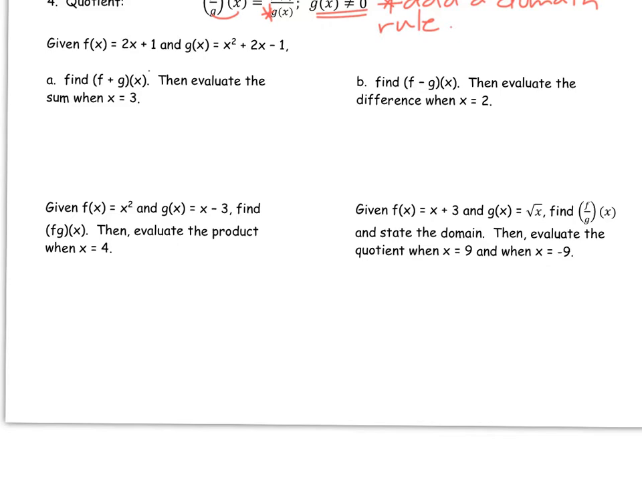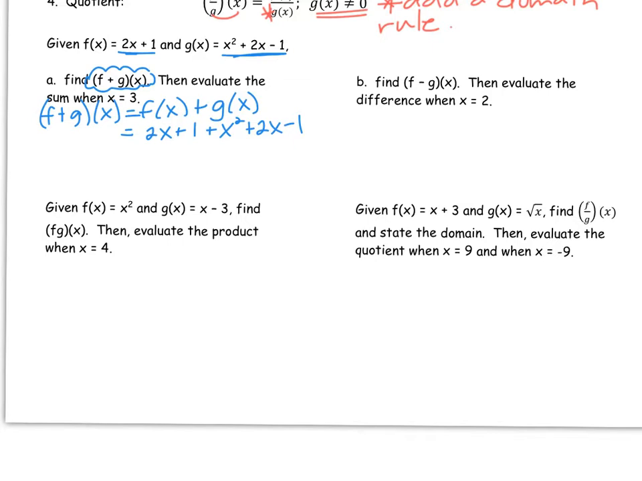The first thing we're going to do is f plus g of x. So what that means is if we're adding the two functions together, we're going to define it as f of x plus g of x. Now up above it says f of x equals 2x plus 1, so I'm literally just going to write 2x plus 1 in place of f of x, plus g of x, which is x squared plus 2x minus 1.